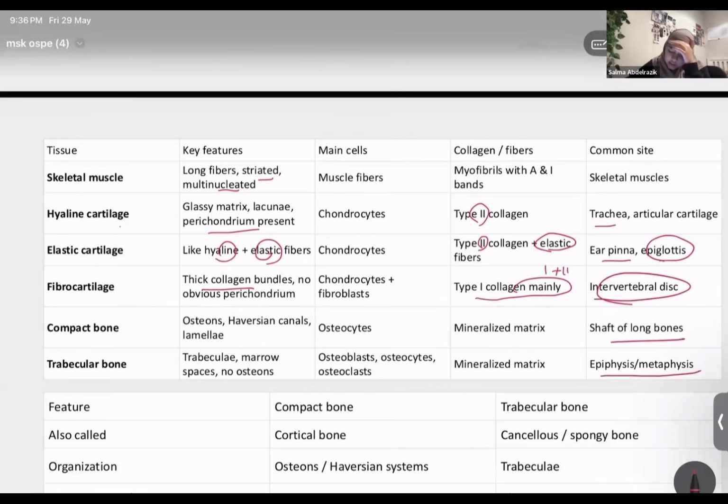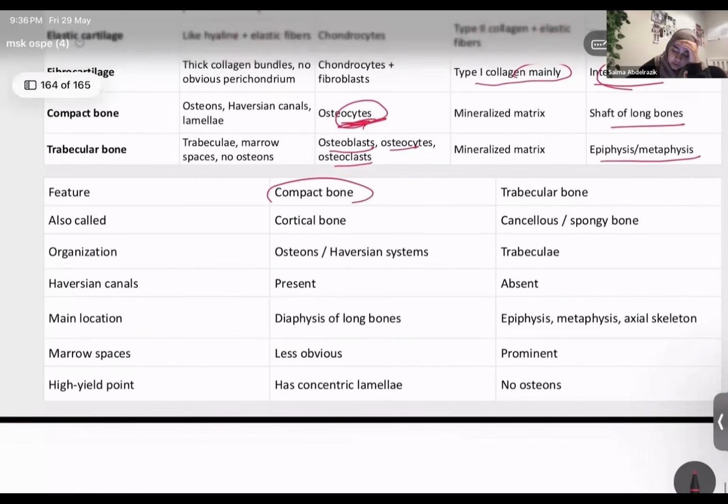Compact bone is the shaft. The trabecular is epiphysis and metaphysis. This has osteoblast, osteocyte, osteoclast. Compact bone only has osteocytes. And the difference between compact bone and trabecular bone.